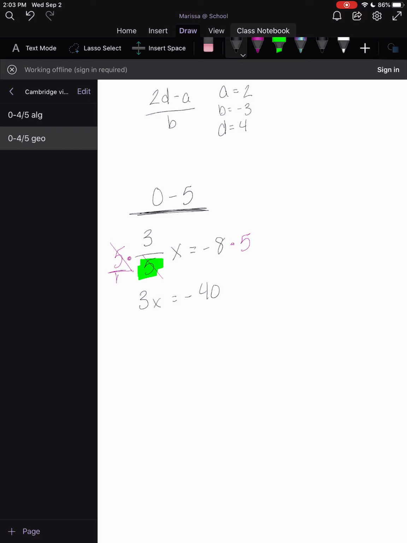Okay, next. If I'm doing something with multiplication, to undo multiplication, I'm going to divide. So I'm going to divide by 3 on either side, which means that x is equal to negative 40 over 3. This can't be simplified. If it could be, I would be telling you to simplify it. That's just our final answer.